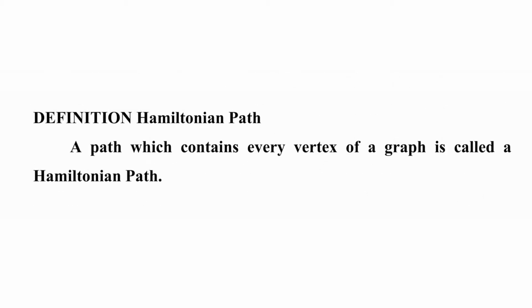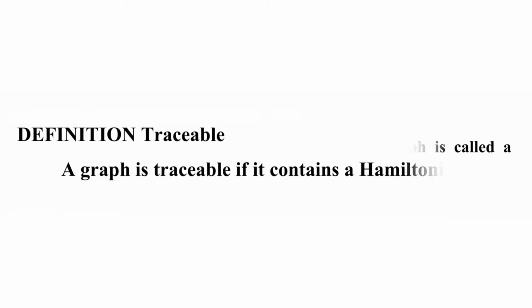Now let us see the definition of a Hamiltonian path. A path which contains every vertex of a graph is called a Hamiltonian path. Now let us find when a graph is traceable. A graph is traceable if it contains a Hamiltonian path. A concept is best understood by examples. Let us now see the following example of a traceable graph.